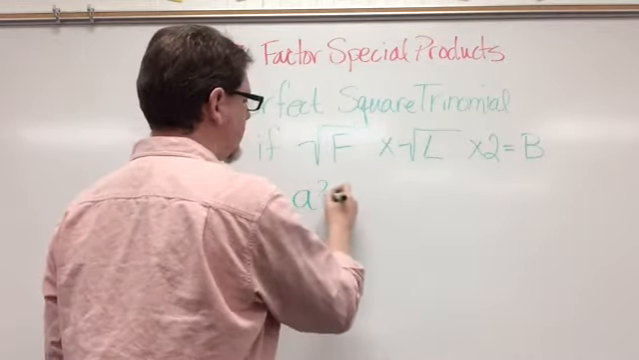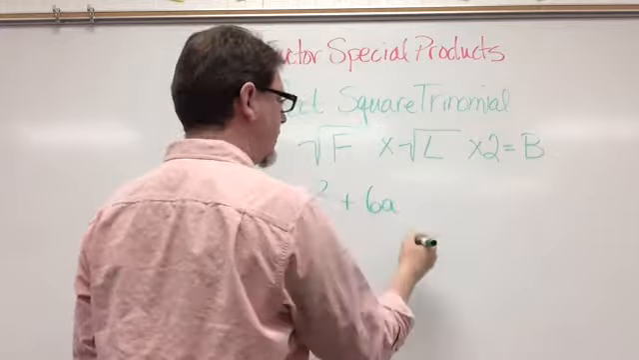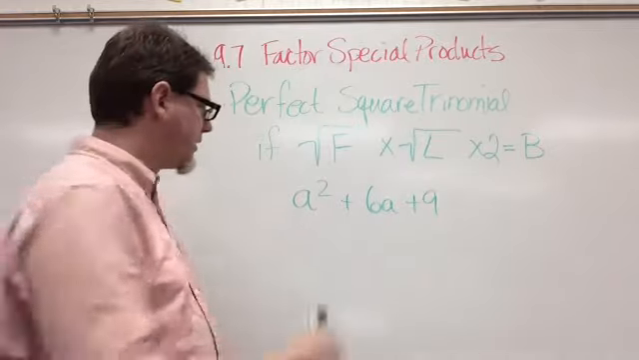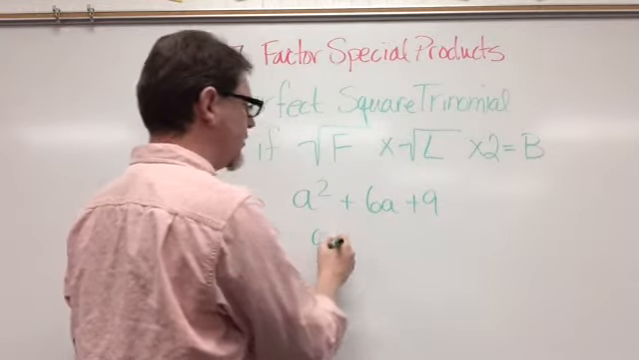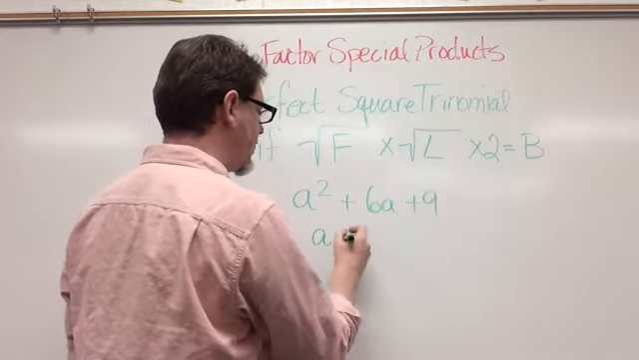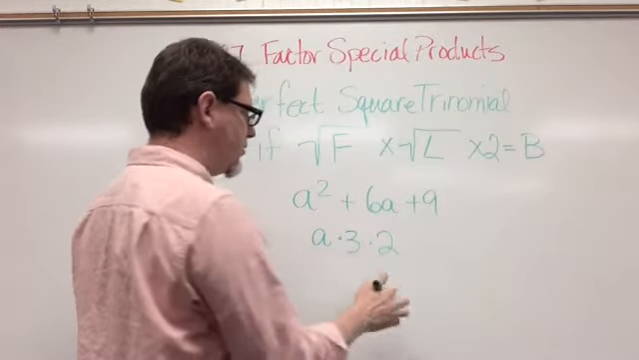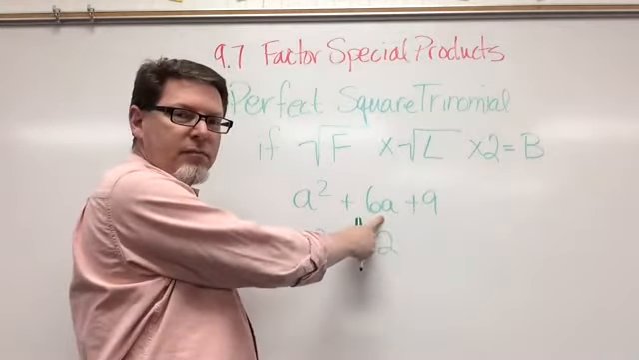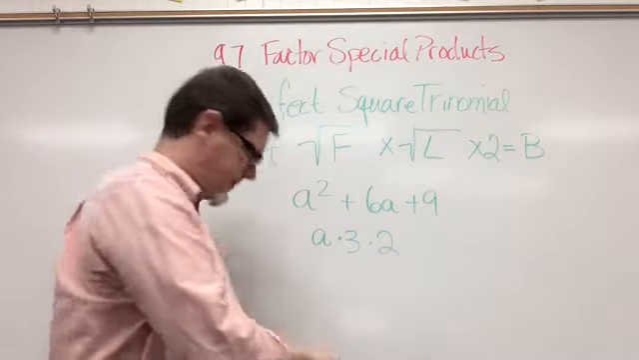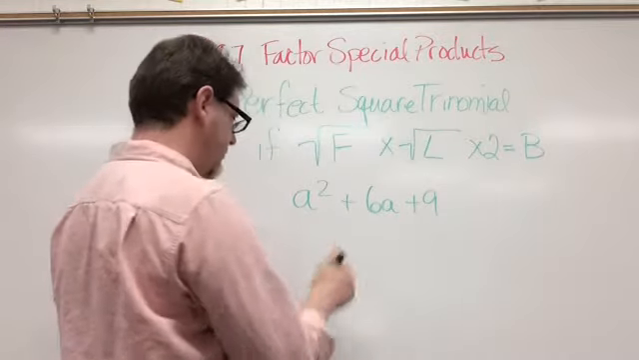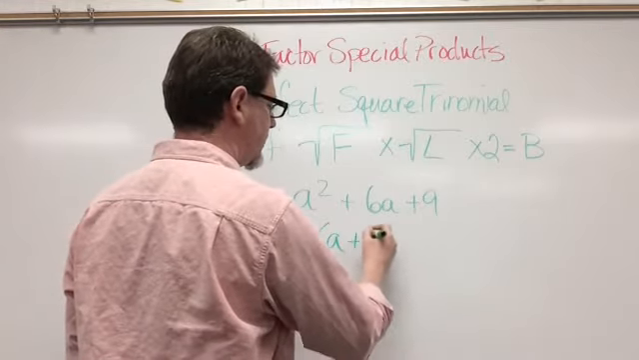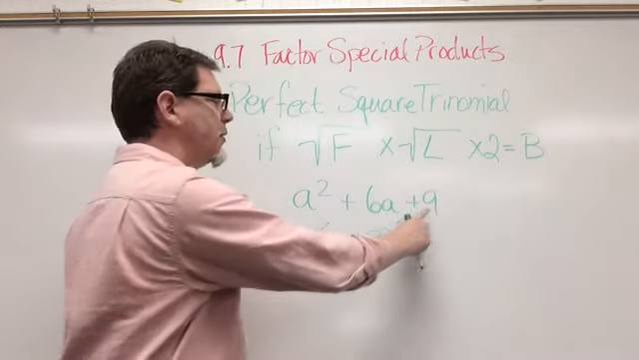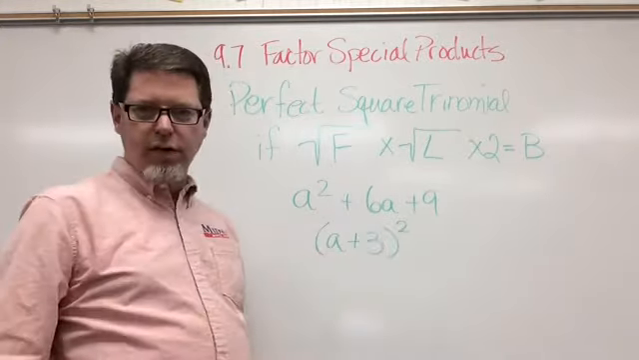If I have a squared plus 6a plus 9, is this a perfect square trinomial? I take the square root of the first term, which is a, multiply it by the square root of the last term, which is 3, and multiply it by 2, and I get 3 times a times 2 is 6a. That's my middle term. So this is a perfect square trinomial. To factor a perfect square trinomial, it's just a plus 3 squared, or the square root of the first term plus the square root of the last term, squared.